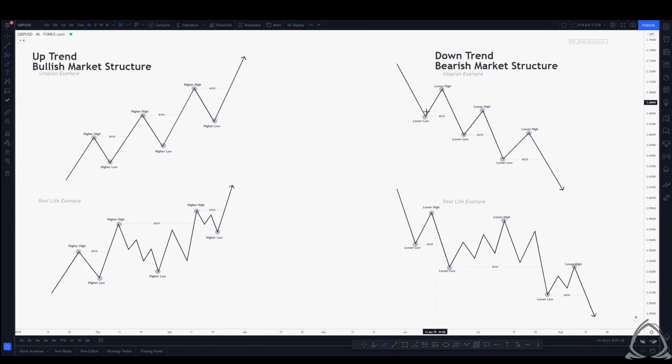But again, like the bullish example, this is more of the utopian example. This is the textbook example. But we also want to look at what we're more than likely going to see on a true price chart, so that we can be prepared for what is to come on an actual chart.